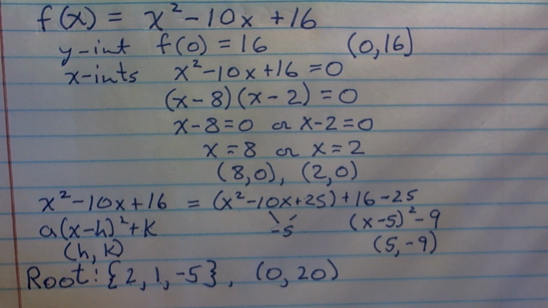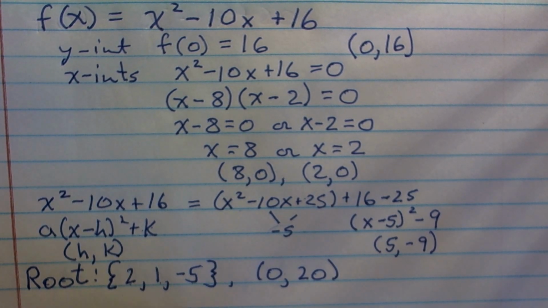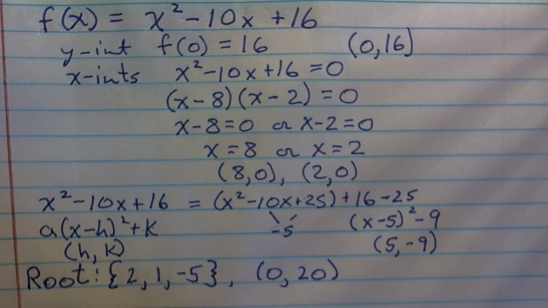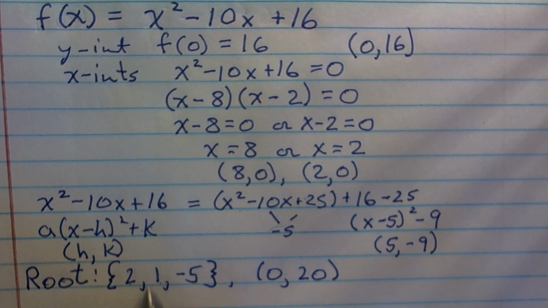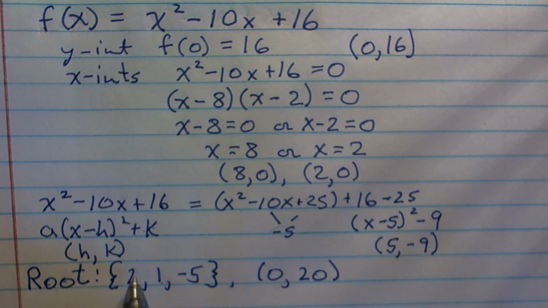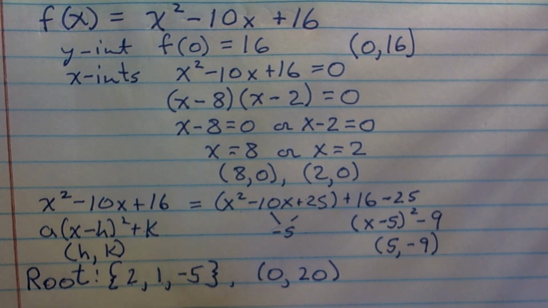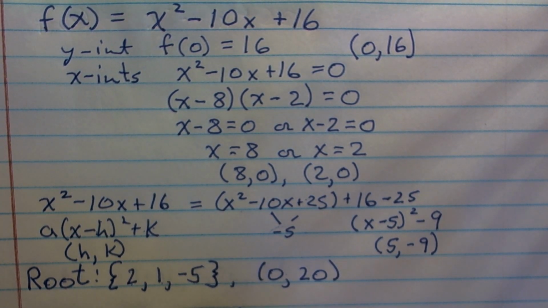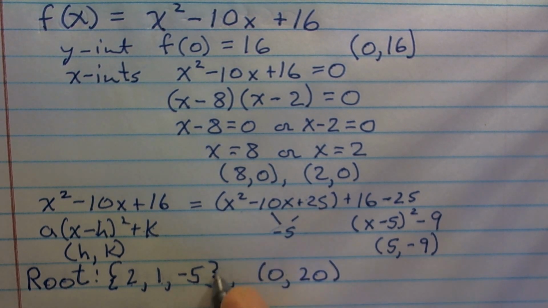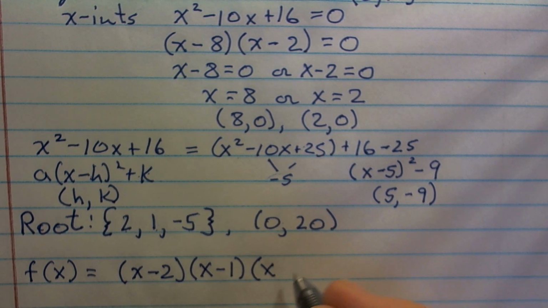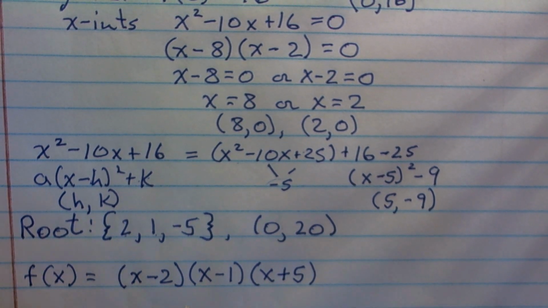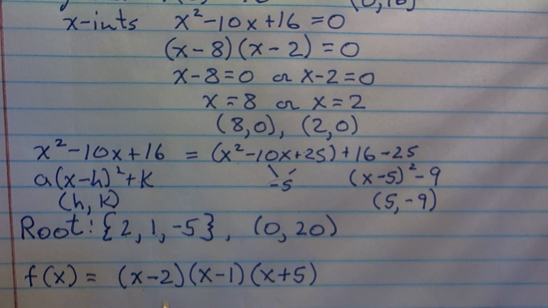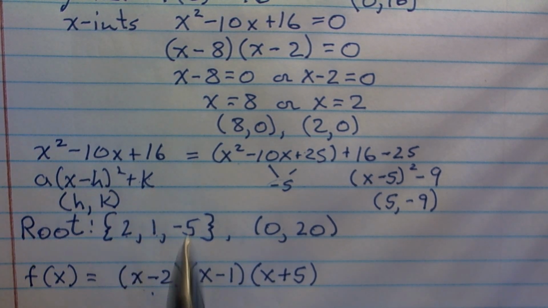Well, if we want the roots, we can just write down the factors here. If we've got the roots, we can change those to factors. x equals 2 means x minus 2 is a factor. x minus 1 is a factor. And x minus a negative 5. Whoops, sorry about that. Had the paper down too low. Okay. Now, what we have here is a polynomial that has the roots 2, 1, and negative 5.